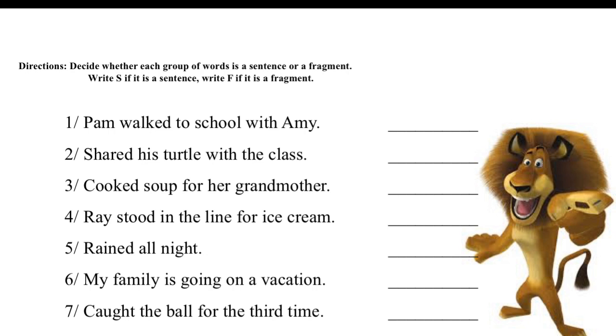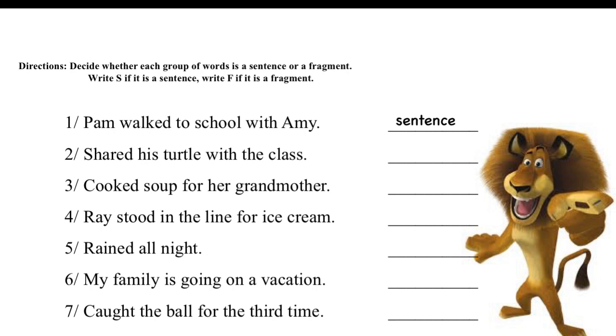Pam walked to school with Amy. Does it make sense? Does it have a subject and a predicate? Yes, it does. That means it is a sentence. You can write only S.